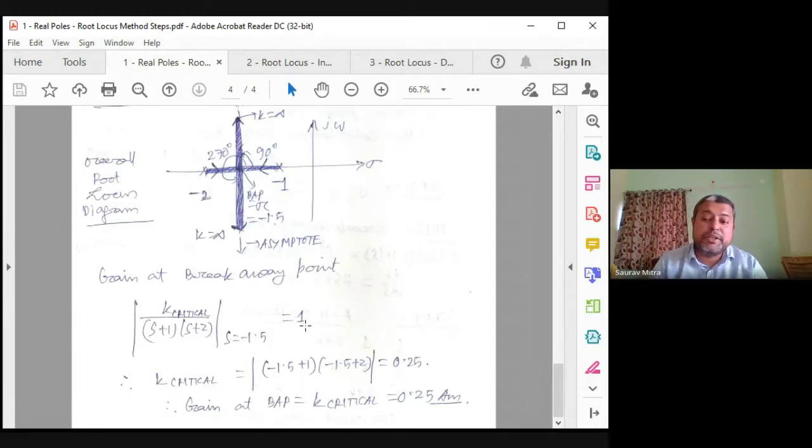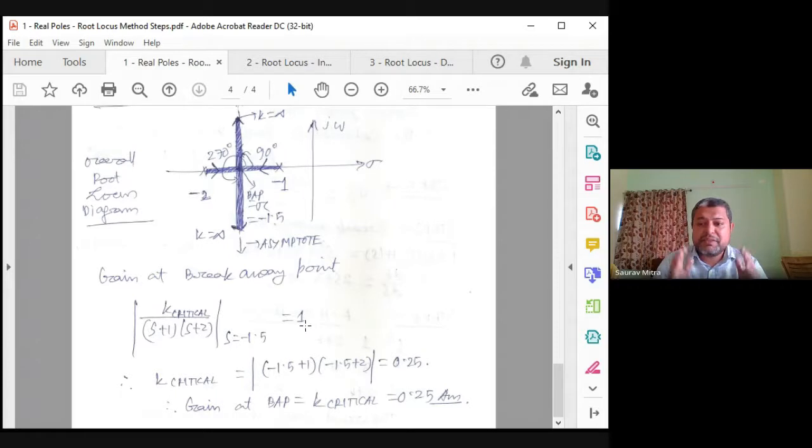Whenever you calculate the breakaway point, you are actually calculating s. In this case, s you have calculated as minus 1.5. That means at 1.5 radian per second the breakaway will occur. This pole at minus 1 will shift to minus 1.5, the pole at minus 2 will shift to minus 1.5, and they will meet each other. At 1.5 radian per second you find the two poles come and collide at one point. That is the point of critical damping. That is the highest gain at which we get a non-oscillatory response. What is that gain? K critical.